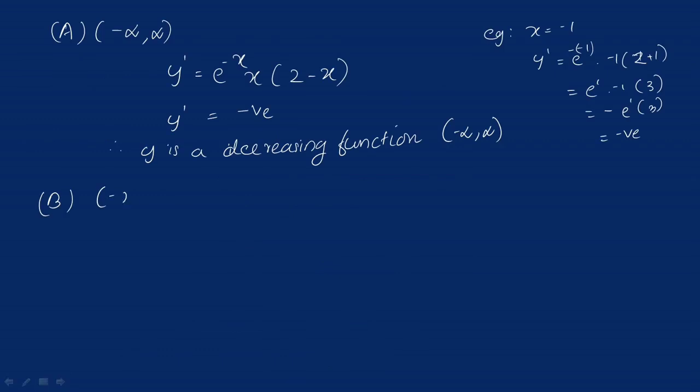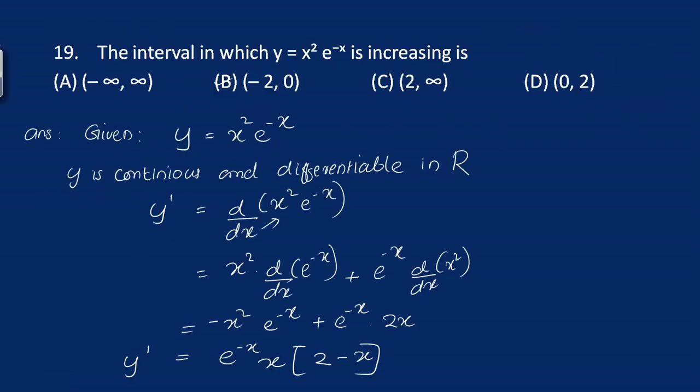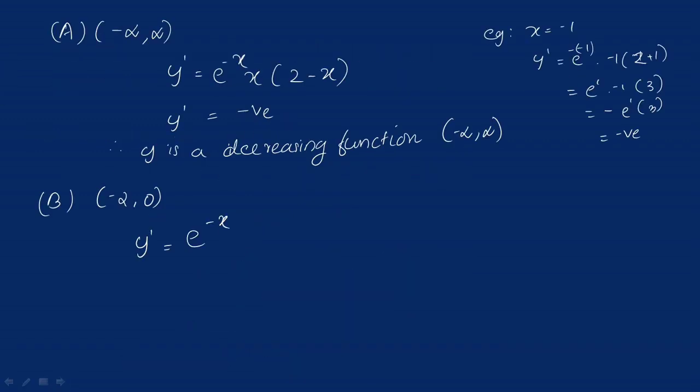In the next interval, that is the b part of the question, in between minus 2 to 0. So we have y dash, that is e raised to minus x, x into 2 minus x. So we are also applying any value in between minus 2 to 0. As above, we can substitute x equal to minus 1 here also. So we will be getting y dash as a negative quantity. So we can write y is a decreasing function in the interval minus 2 to 0.